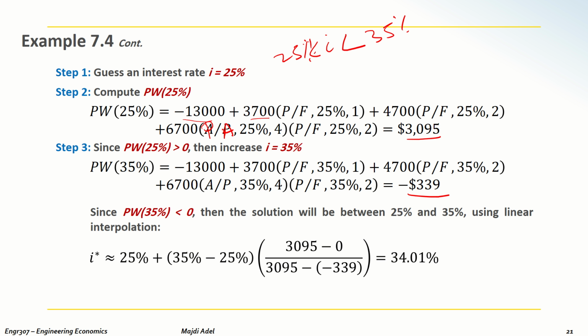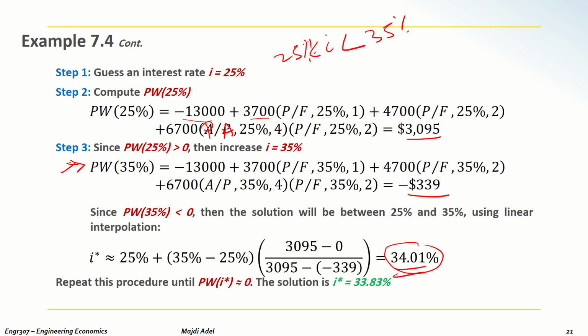We will use linear interpolation formula to interpolate between 25 and 35. You will get an interest rate of 34.01%. We will repeat this step. Now calculate the present worth at 34.01% and repeat the steps until the present worth is approximately 0. This happens at 33.83%. So the internal rate of return for this project is 33.83%.